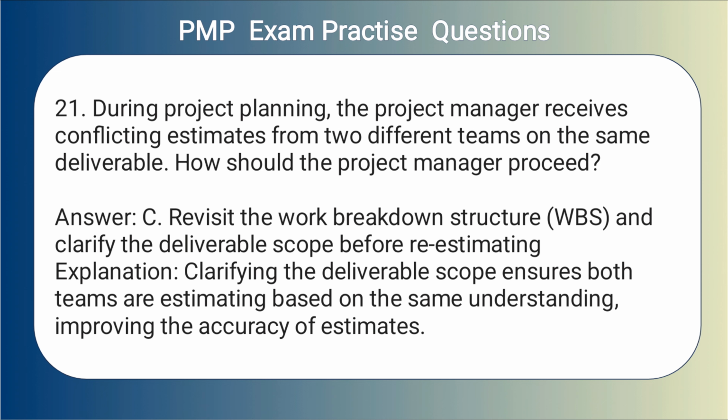Answer. C. Revisit the work breakdown structure, WBS, and clarify the deliverable scope before re-estimating. Explanation. Clarifying the deliverable scope ensures both teams are estimating based on the same understanding, improving the accuracy of estimates.